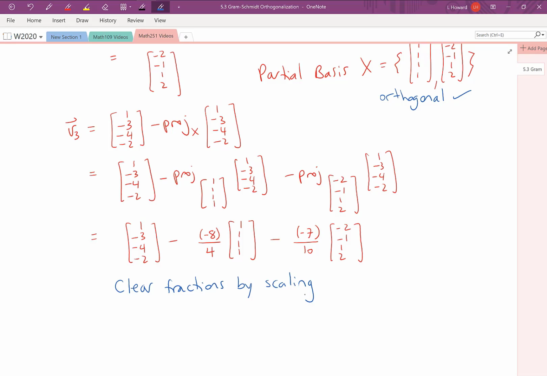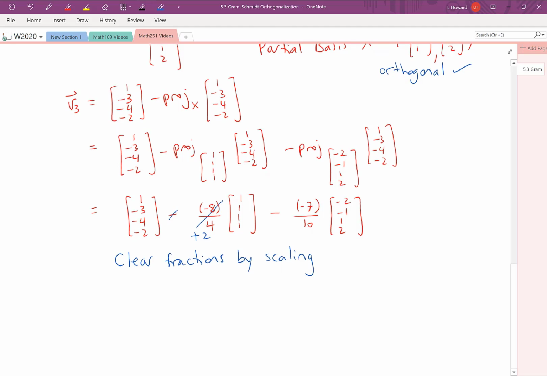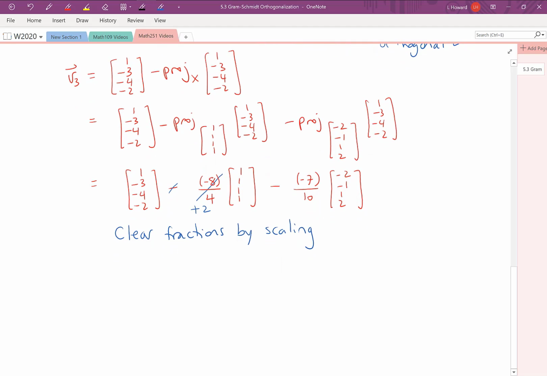So if we look at this -8/4 here, that's a nice integer. That's actually going to be a -2. So we could just call that +2, that's fine. But multiplying through by 10 would be really convenient. So 10 is actually the least common multiple of the denominators here. So let's talk about 10v3 instead.